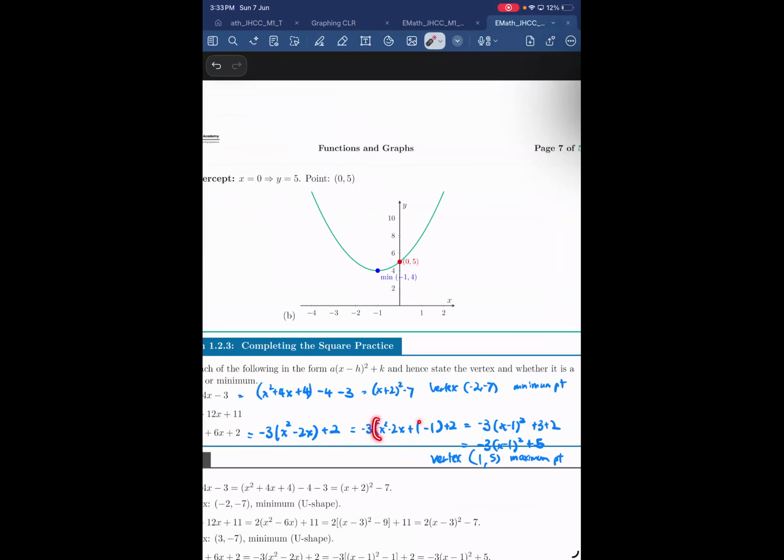This here will be the completed square, so x minus 1 squared. Then this minus 3 will multiply by minus 1, you get plus 3. Then the plus 2 will just remain outside the whole time. Then you just combine with the number inside afterwards, after you expand it.